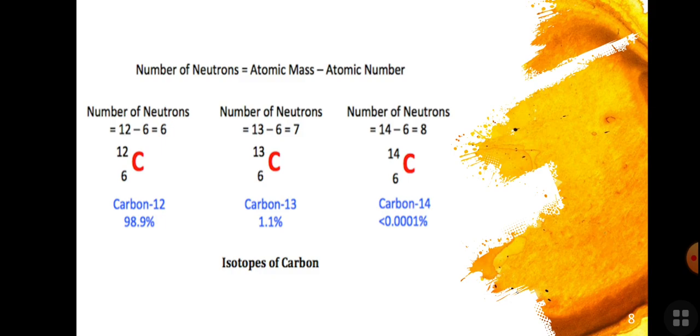Kasi dinagdag pa yung mass ni carbon 13 at saka ni carbon 14, na ito lang yung kanilang value, around 1.1% lang si carbon 13 and 0.0001% lamang si carbon 14. So most abundant ay si carbon 12.